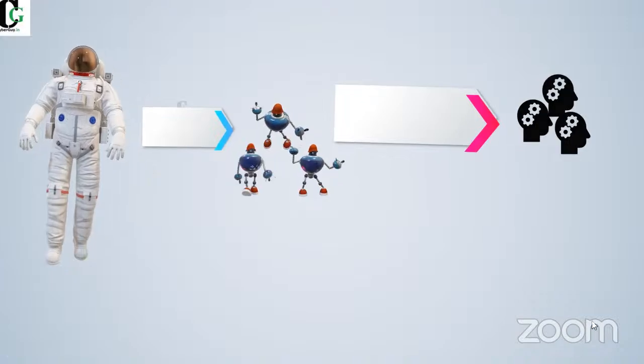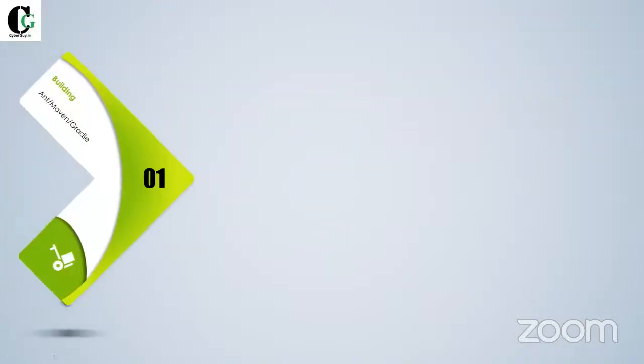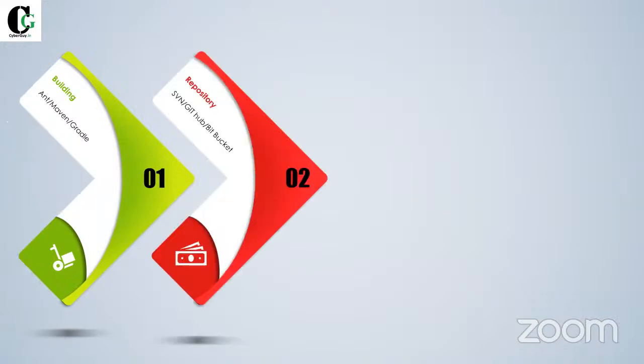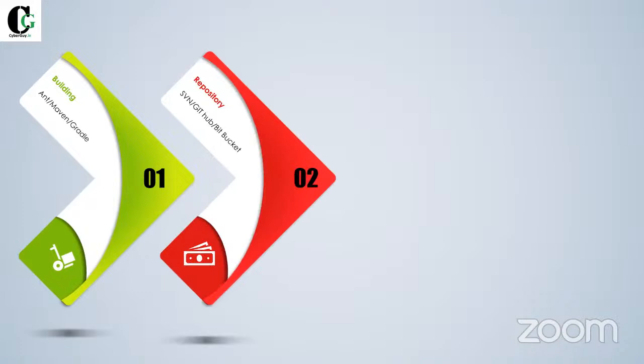Okay. And the next one is the tools that we are going to use in DevOps. First are build tools, like Maven and Gradle. Today we are going to discuss Maven, which is a build tool. The other tools are repository tools, which store the code: SVN, GitHub, Bitbucket. GitHub is the most popular one for now, so we are focusing on GitHub.